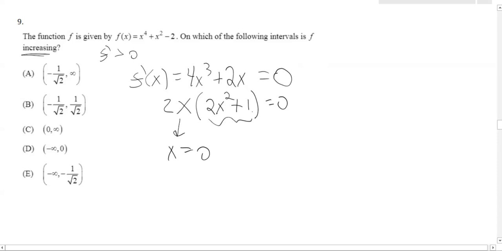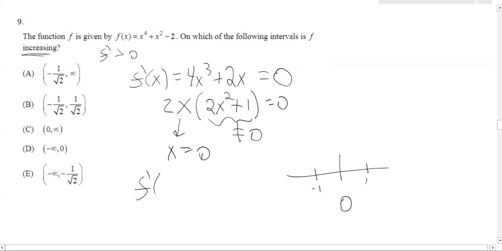And this factor here is never equal to 0 because it's 2x squared plus 1. If it was minus 1, we could solve, but we can't because it's plus. So x equals 0 right here. And then we're going to test a value on either side, like -1 or 1.